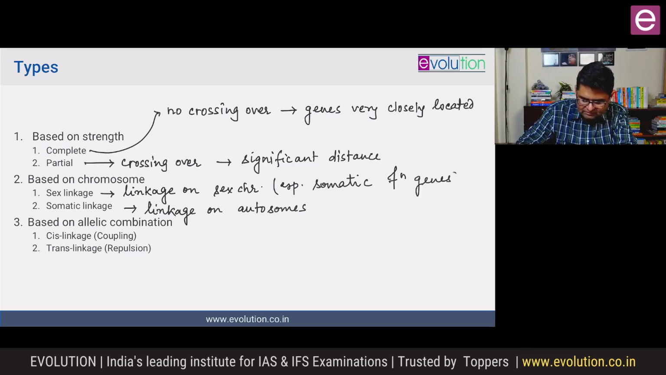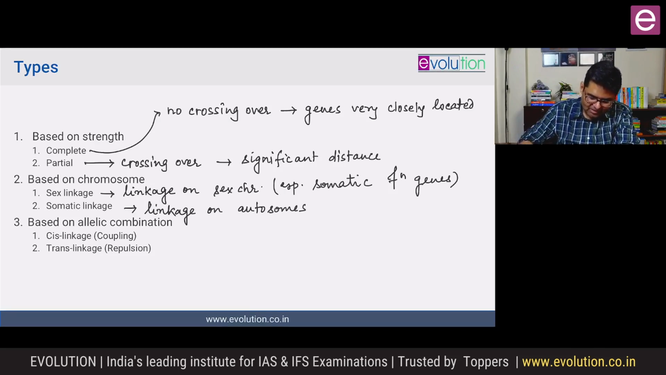For example, in human beings, the red-green color blindness gene is located on the X chromosome. Similarly, factor 8 hemophilia, again in human beings, is located on the X chromosome. In the plant world, we don't have a good example of X-linked inheritance. But these are two classic examples which you also read in NCERT, right?